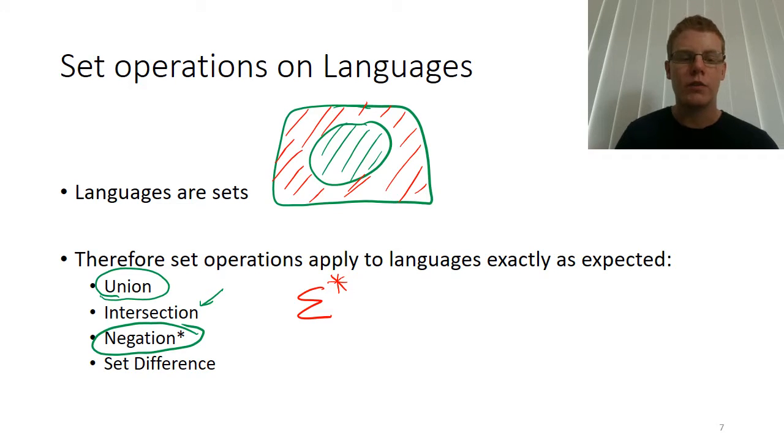Set difference is the obvious one. It's the set of all strings that are in the first language but not in the second language.